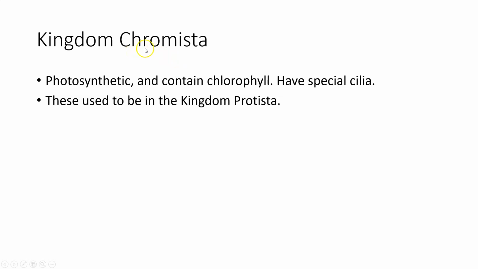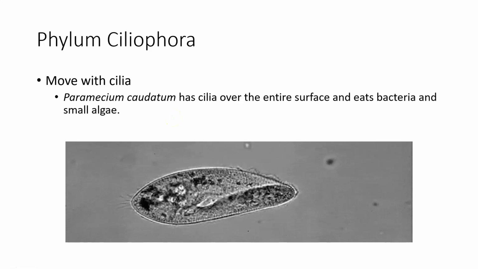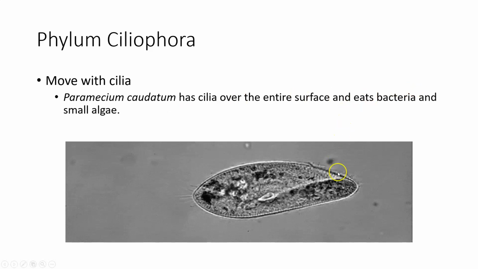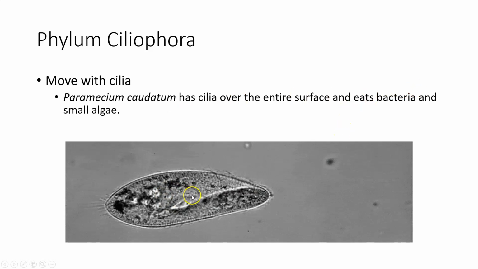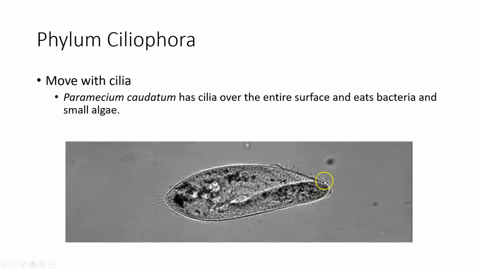Kingdom Chromista is called that because chrome means color. They have their own color. The paramecium that we're going to be talking about is in the Phylum Ciliophora. This is our group that has cilia to move around. So this is our paramecium swimming around using his cilia.